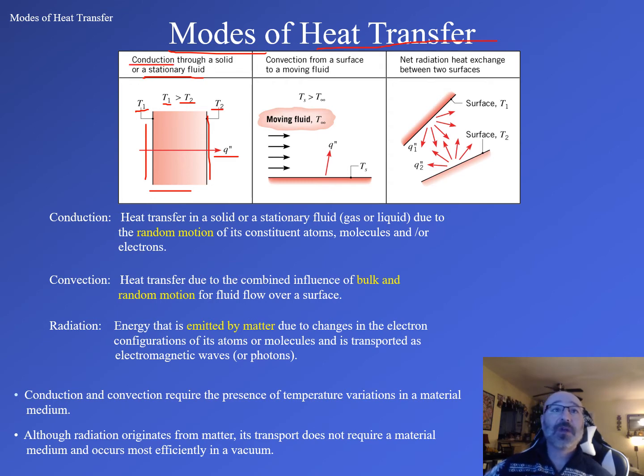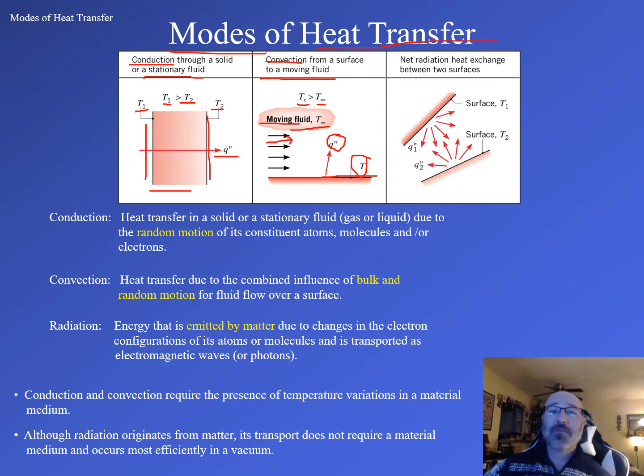Next, we go to the middle and we can see convection. So this is convection from a surface to a moving fluid. We have a moving fluid with temperature T sub infinity. Our T sub S, our surface temperature, is greater than our T sub infinity, or our moving fluid temperature. Our arrows indicate that it's moving in this direction. There's our q double dash, or our heat flux, and here is our surface down here, with surface temperature given as T sub S.